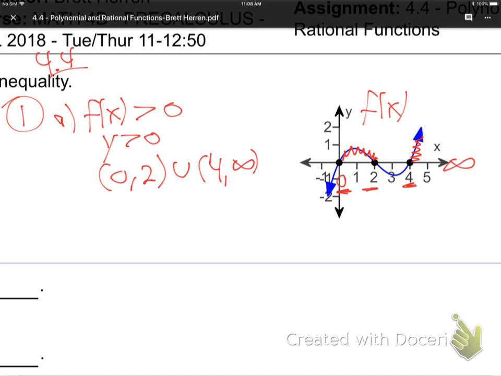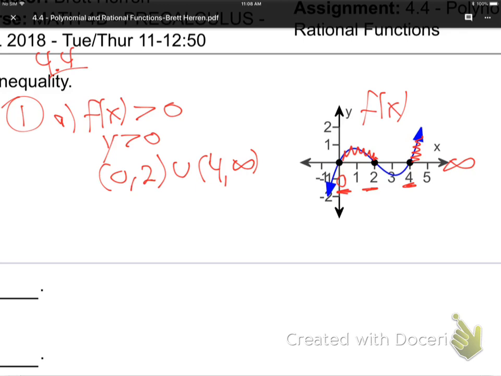Does that make sense for starters? So where is that graph above the middle? It's above the middle. That's positive, between 0 and 2, or from 4 to infinity. That graph is up, isn't it?